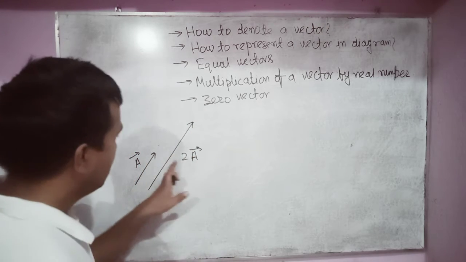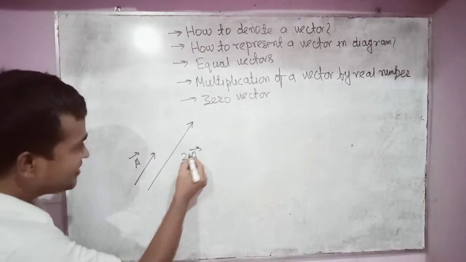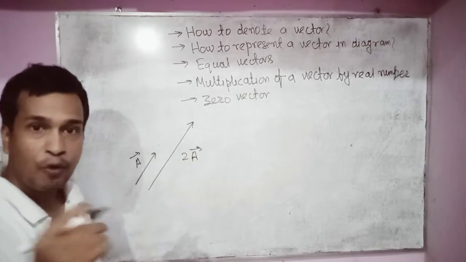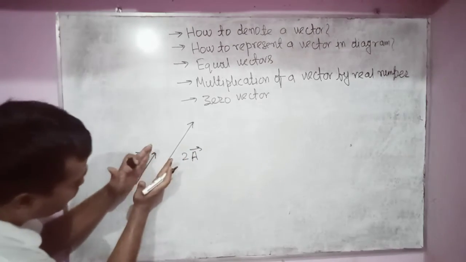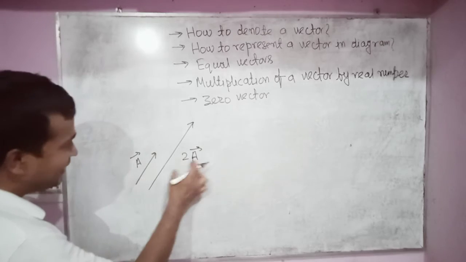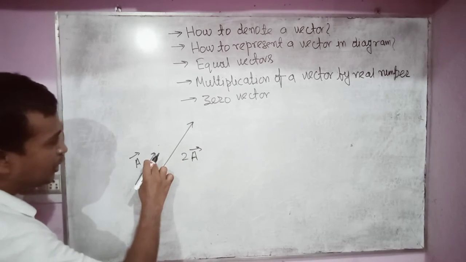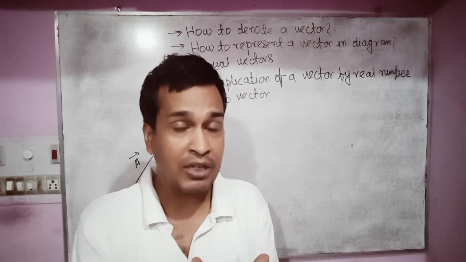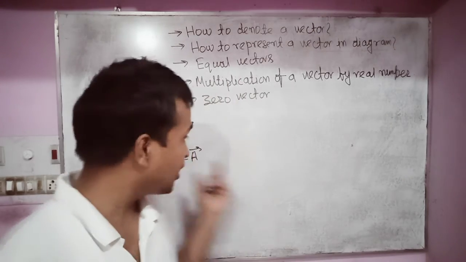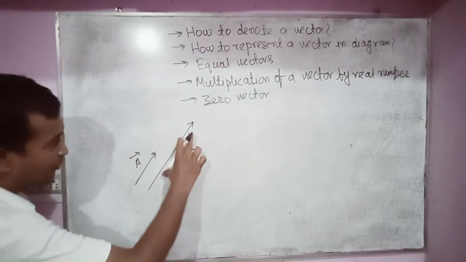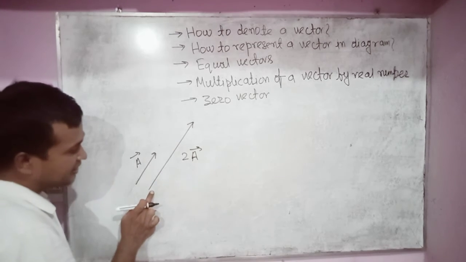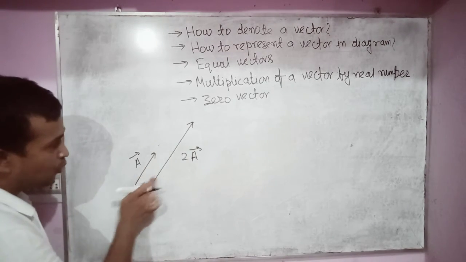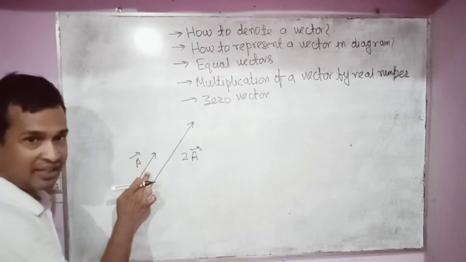This is the 2A vector. Why is this the 2A vector? Its direction is the same as that of A. Why? Because both of them are parallel, and its magnitude is double that of A. As I said earlier, the magnitude of a vector is proportional to the length of the arrow. So the length of this 2A is double that of A. So the magnitude of 2A is double that of A.